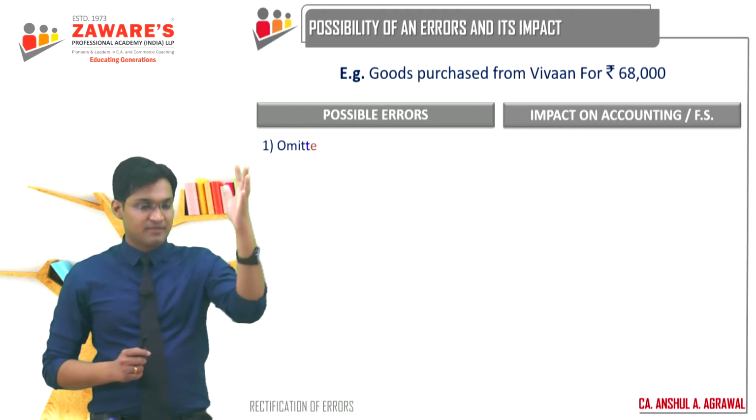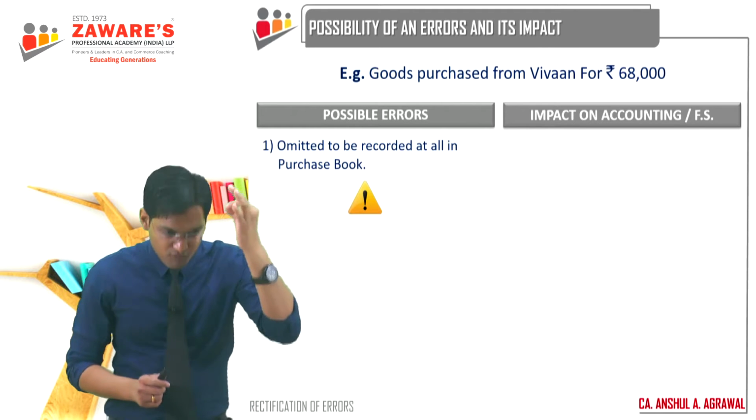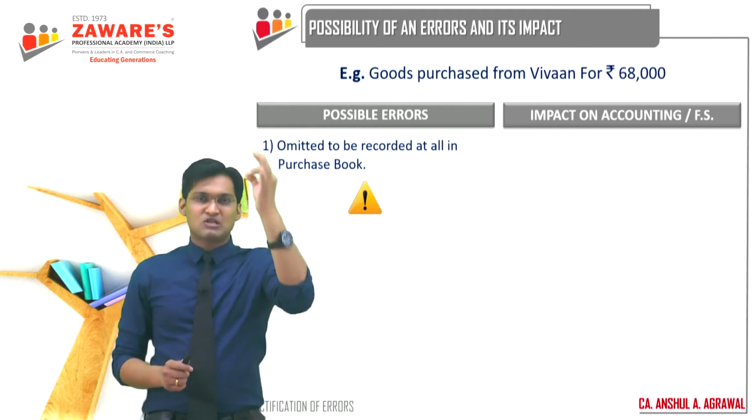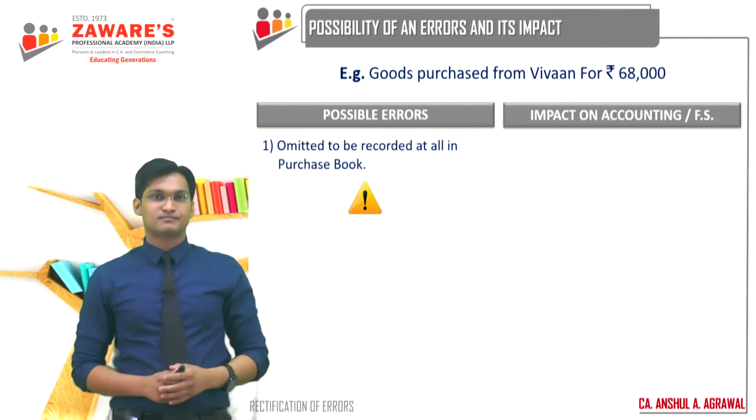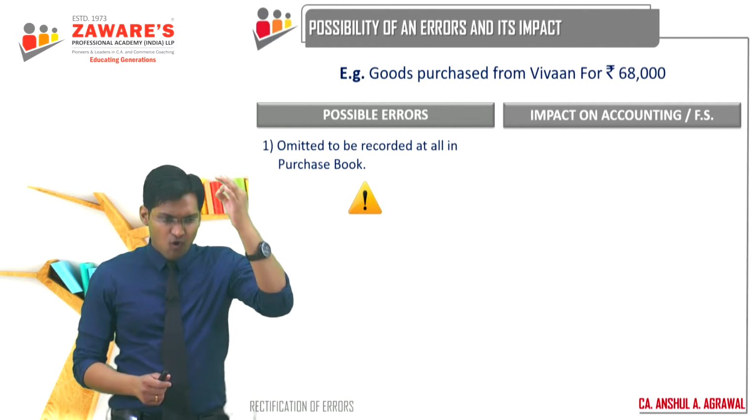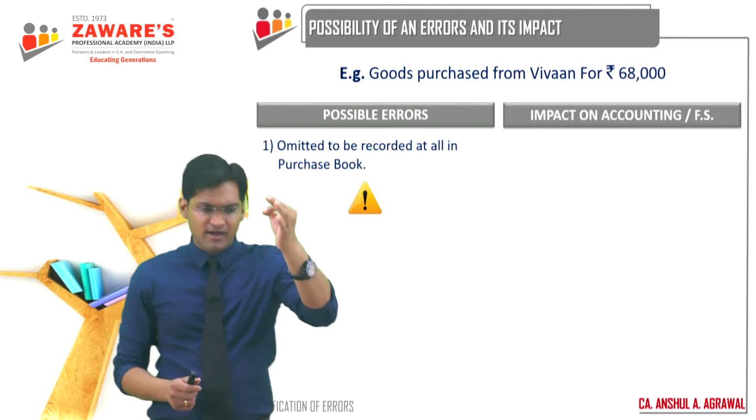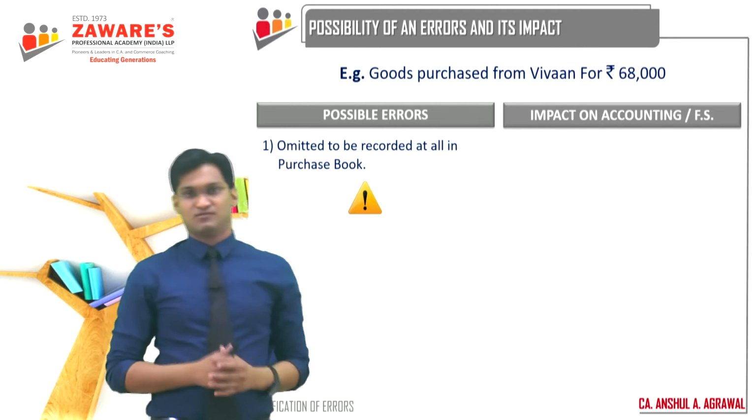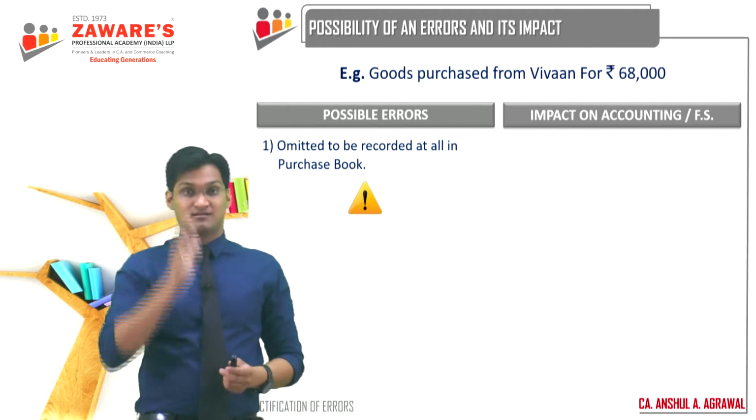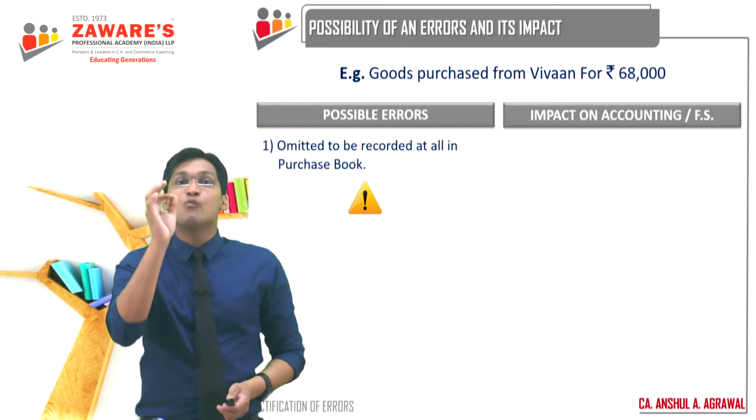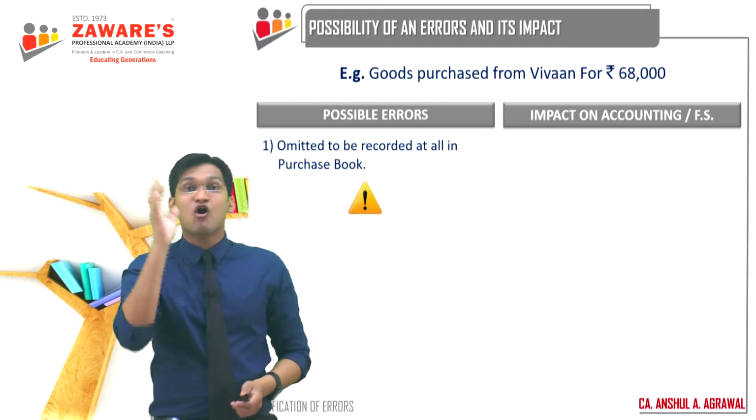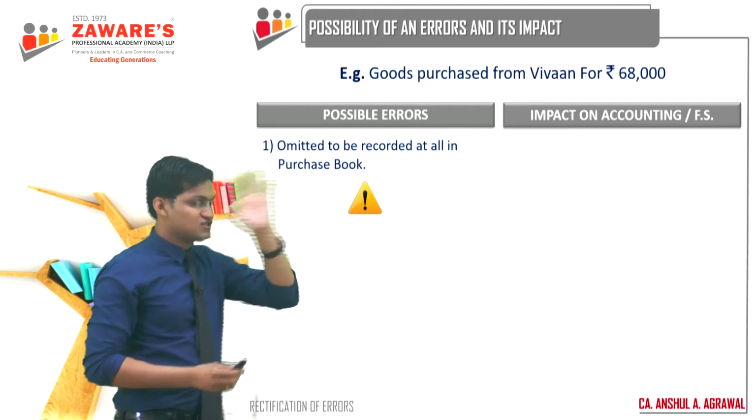So हमने transaction pick up किया था, goods purchased from Vivan for rupees 68,000. First possible error, let us see. The error is omitted to be recorded at all in purchase book. This transaction is omitted to be recorded at all. In which book? Purchase book.